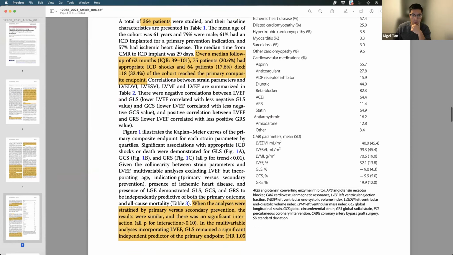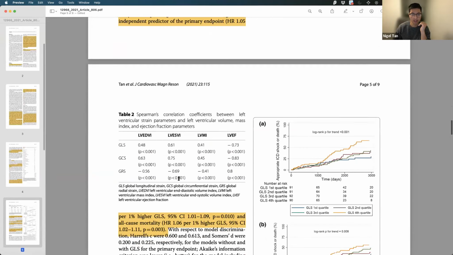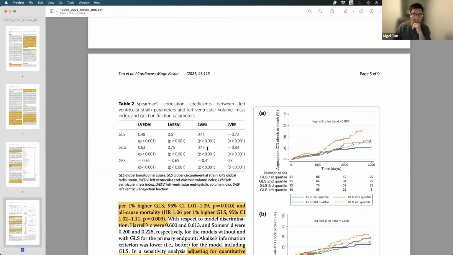And we found that there were clear correlations between strain parameters and LV volumes and mass and LVEF. I'll just scroll down to table 2 here. So, as expected, positive correlations between a less negative GLS and GCS and greater volumes and greater mass, not unexpected. A sicker, more dilated heart has reduced strain, and the converse for radial strain. And for LVEF, again, a strong negative correlation and strong positive correlation, again, identifying that less strain corresponds to lower LVEF.